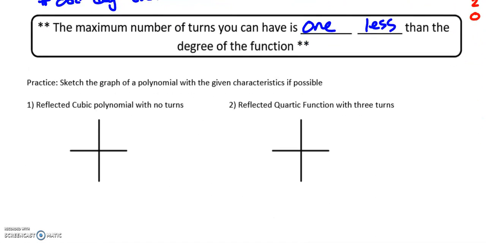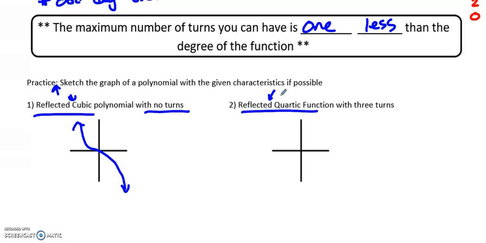A couple quick examples here of sketching. A reflected cubic is going to be up, down. We've seen that. And I have no turns. My graph is going to look a little bit like that. Reflected cubic with no turns. A reflected quartic, well, it's going to be down, down. And can I have 3 turns? Well, if it's a degree 4, I could have 3 turns or 1 turn. So I reflect, I come 1, 2, 3. And then I can point those out. 1, 2, 3.